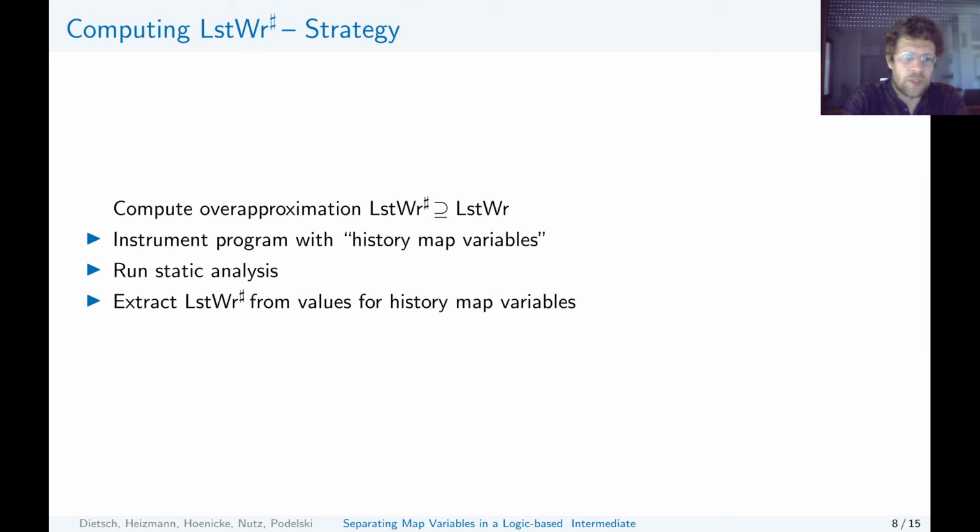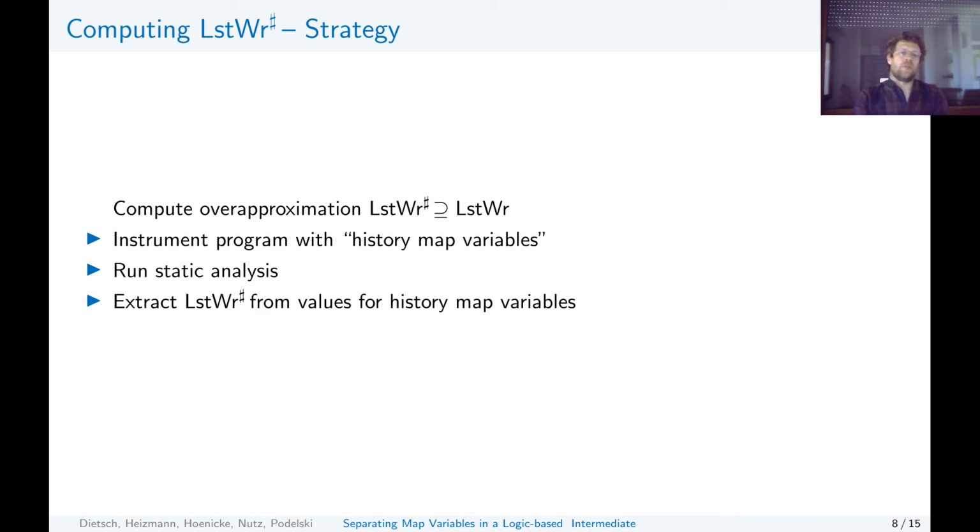Okay. So now the question is, how do we compute our relation? Now, in general, this of course involves, among other things, reachability and will be undecidable for most classes of programs that we are interested in. So what we do is we compute an over-approximation of the last writes relation. So how do we do that?